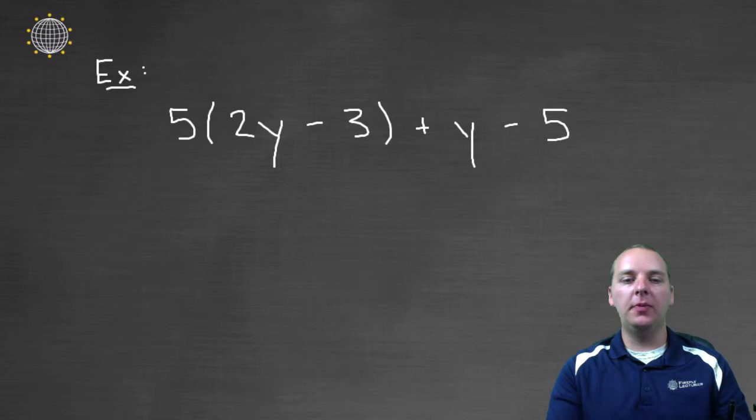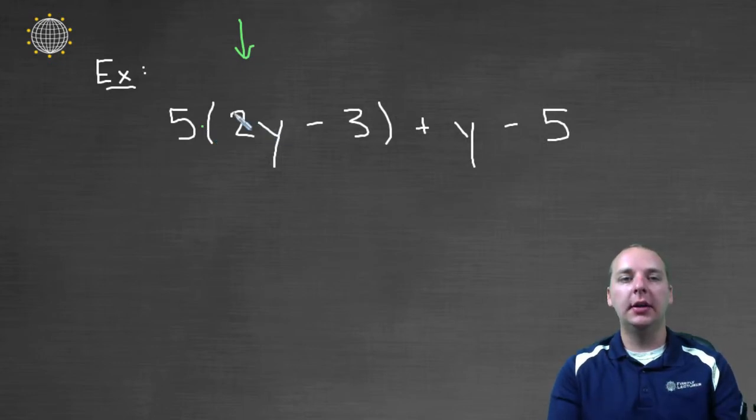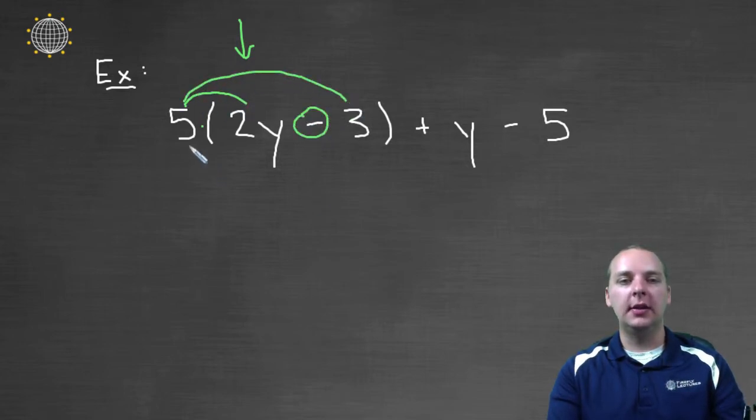Here's one. We've got 5 times the quantity 2y minus 3 plus y minus 5. So here's where the distributive property is clearly happening because we've got a 5 times a quantity that's being subtracted. So we'll take 5 times 2y and we'll take 5 times 3 and we'll subtract these. 5 times 2y would be 10y, and then minus 5 times 3 makes 15.